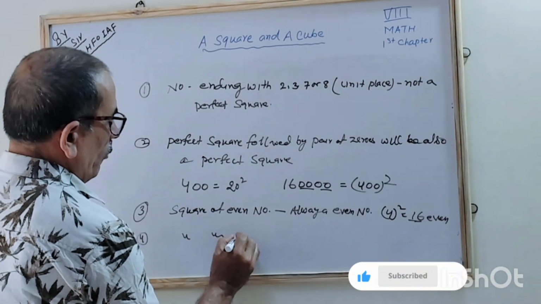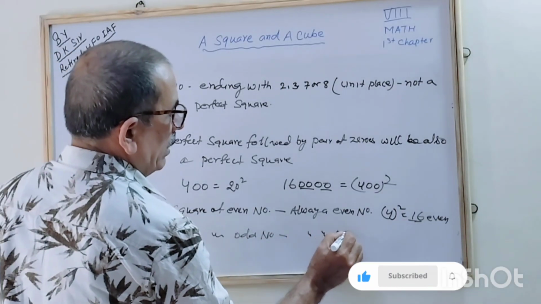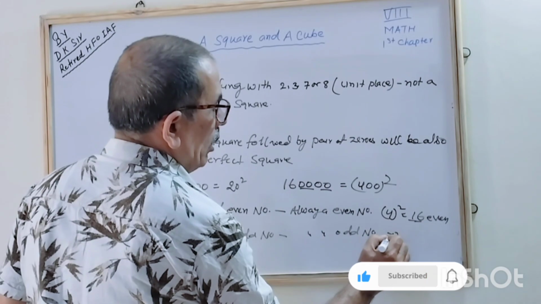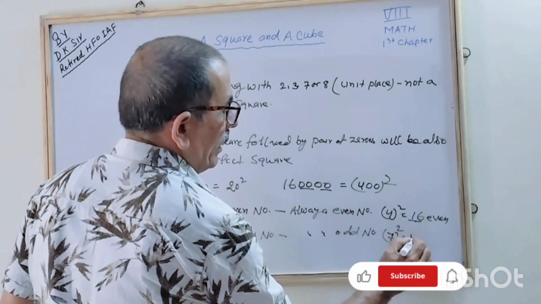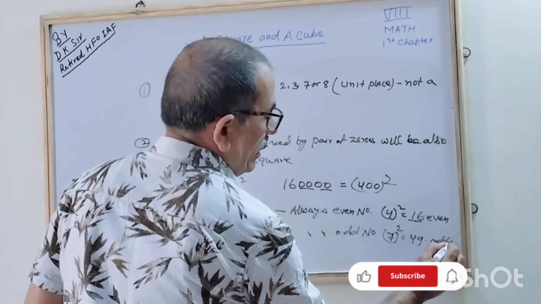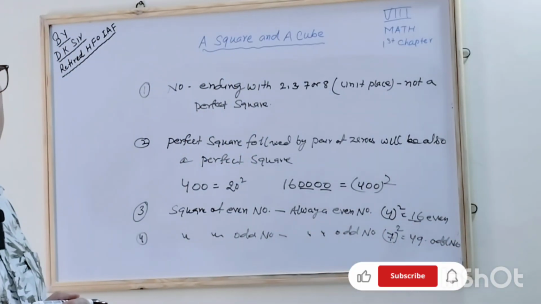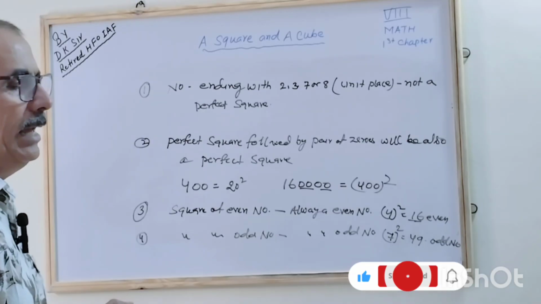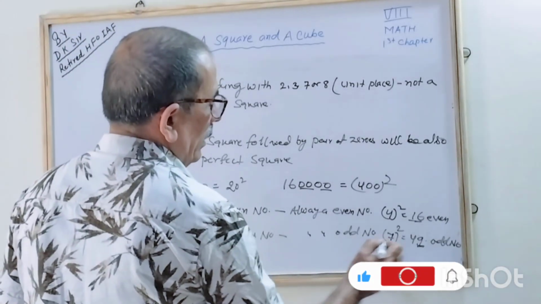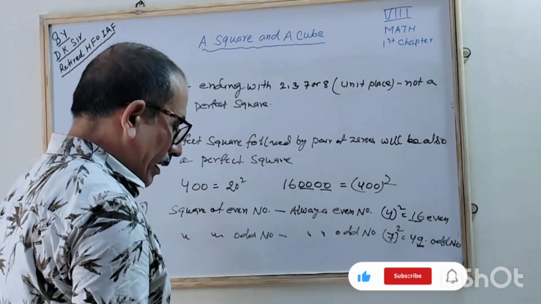Next, the square of an odd number will always be an odd number. For example, 7 is an odd number. When you square it, it becomes 49, so this is an odd number. Any number ending with 2, 4, 6, 8 or 0 is always an even number. Other than that, these are all odd numbers, correct? So up to 4 you have seen.